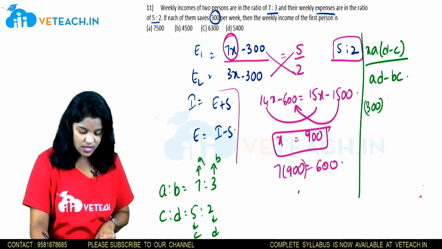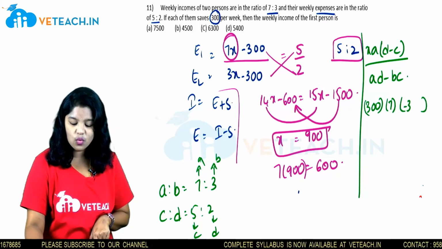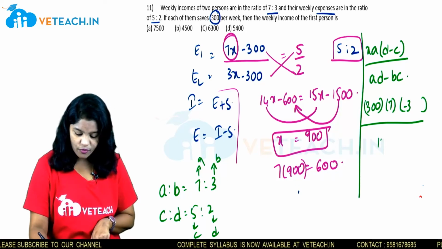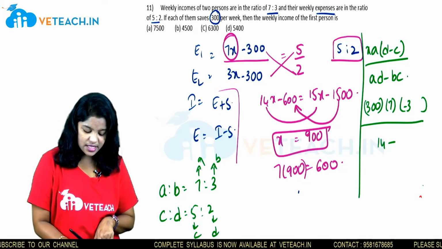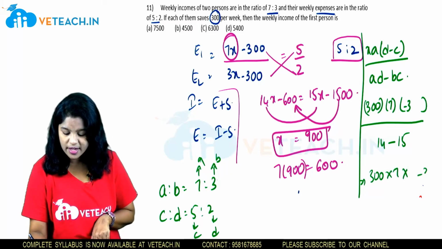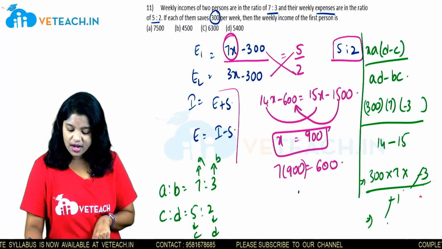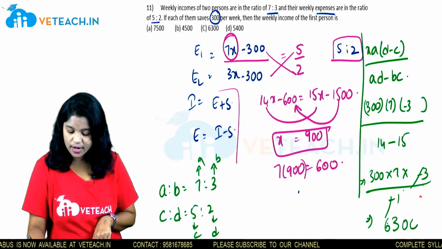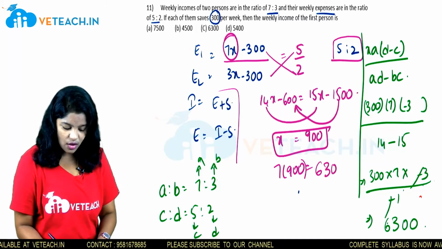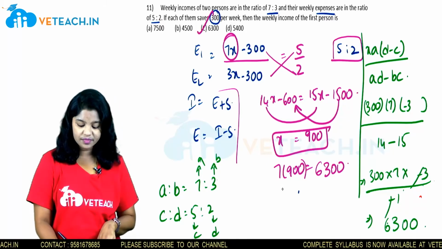So 300 into A is equal to 7, D minus C, that is 2 minus 5, it is equal to minus 3, divided by AD, that is 7 into 2, 14 minus BC, that is 15. So we will get 300 into 7 into minus 3 divided by minus 1. Minus minus gets cancelled. So we will get 900 into 7, that is equal to 6300. So here also 6300. So option C will be our correct answer.